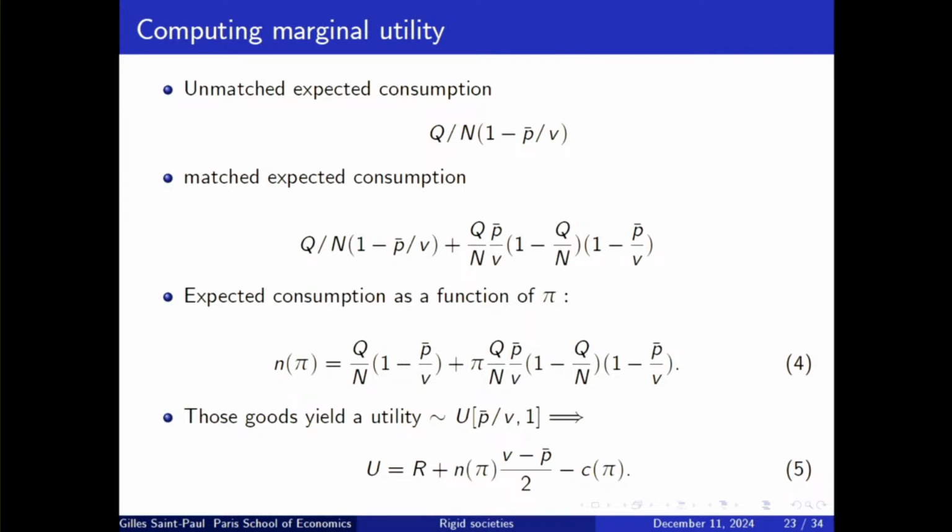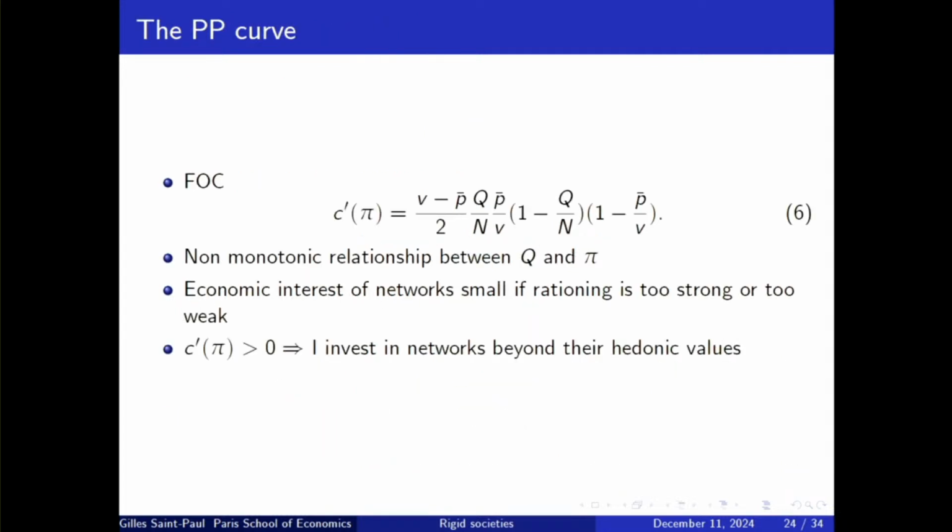And so the average utility of consuming one good is V, which is the maximum possible utility minus P bar, the price divided by 2, okay? And this is multiplied by n of pi, which is the number of goods that I get to consume as a function of the intensity of my network. Therefore, my utility is given by equation 5, and the first order condition is given by this equation 6. So, because of what I already explained, this is a non-monotonic relationship between Q and pi, okay?